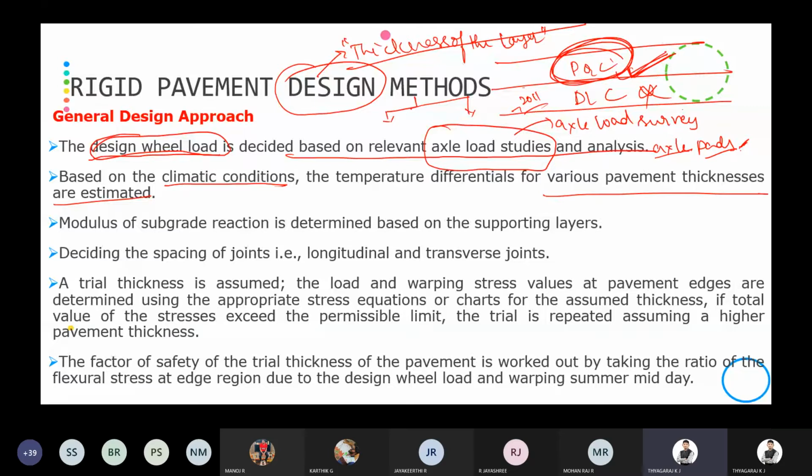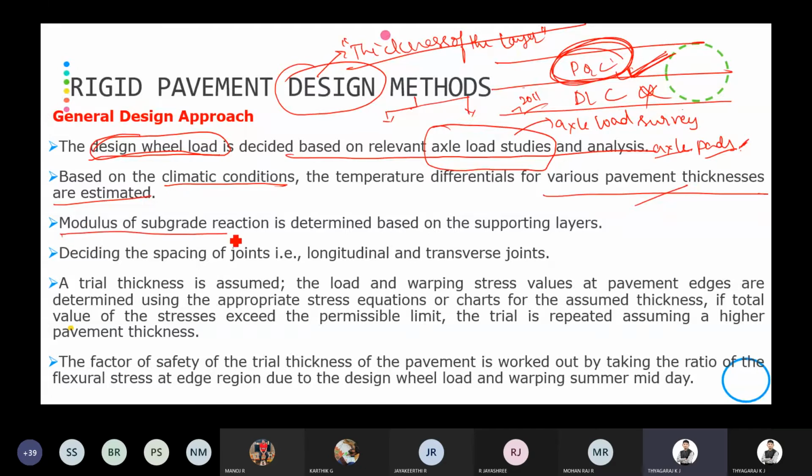We all know that warping stresses arise because of daily variation in the temperature, and frictional stresses because of seasonal variation in the temperature. Those points we should keep in mind while designing the rigid pavement.